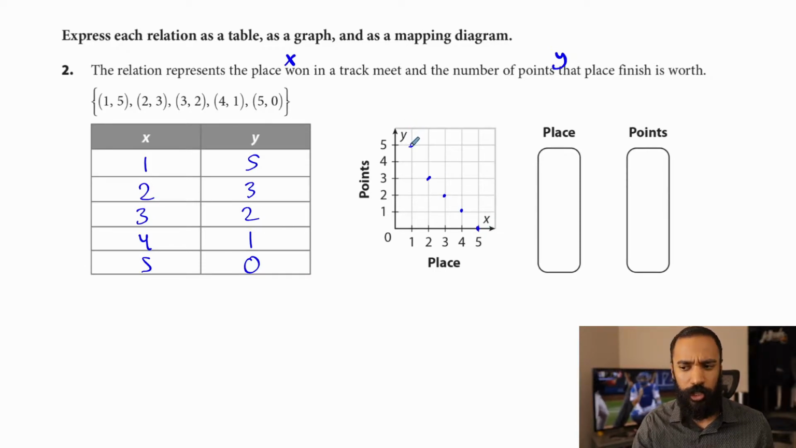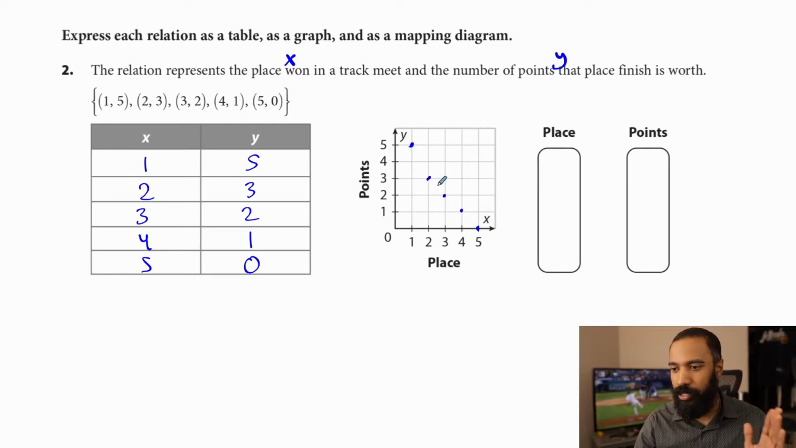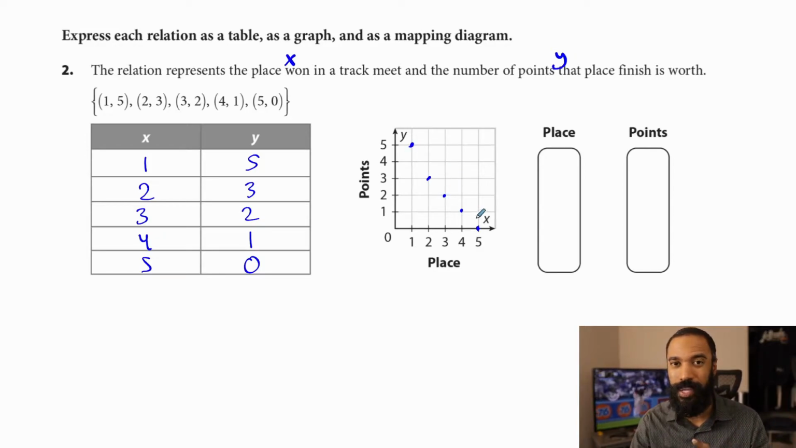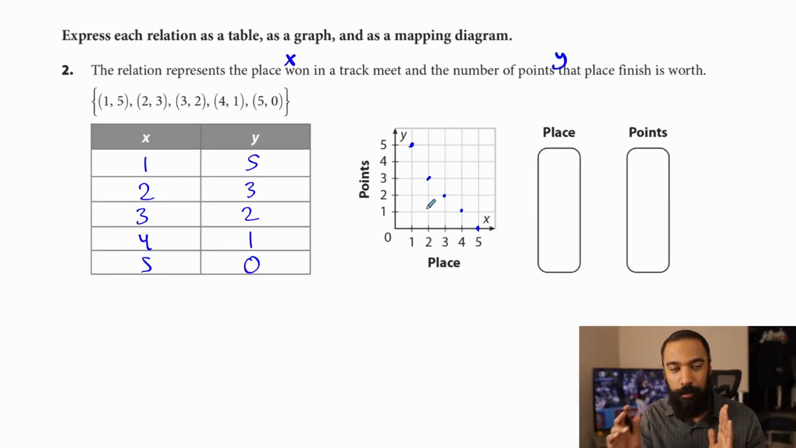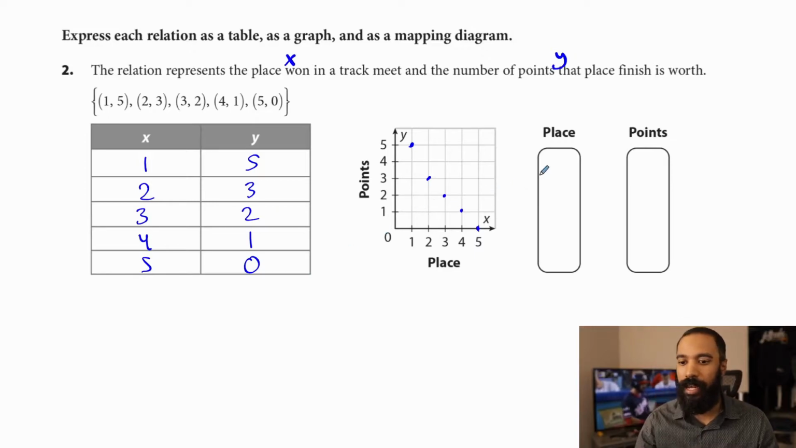And by the way, these are discrete. I mentioned in the other one I don't connect the dots. These are discrete, or I shouldn't say functions, it is, but these are discrete relations right here. I'm not going to connect the dots. You can't place 1.5. We talked about discrete and continuous in the last video. That's why I'm bringing it up. And I'm going to do the same thing here.